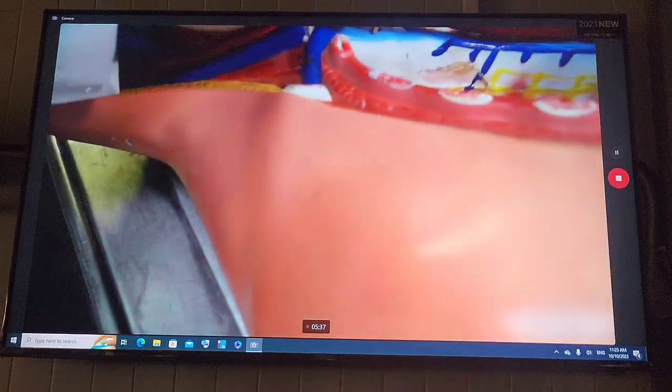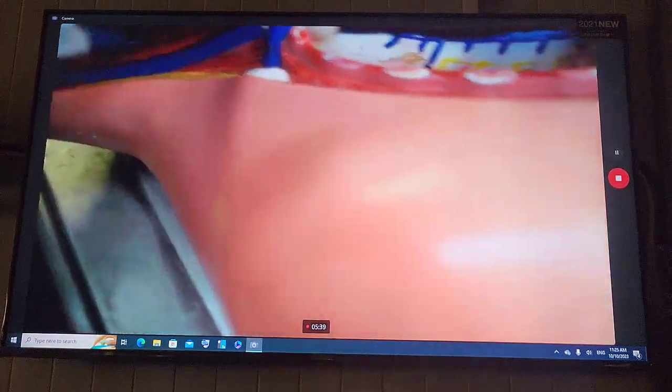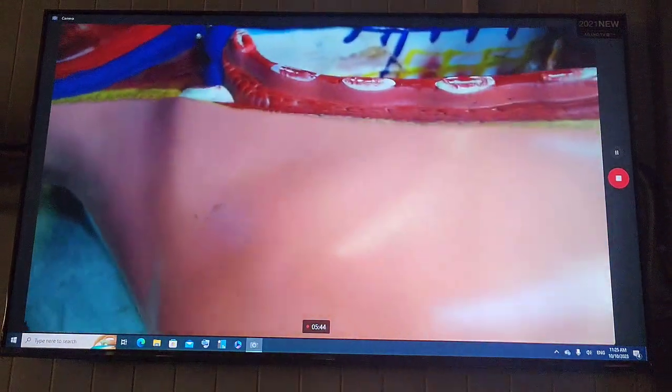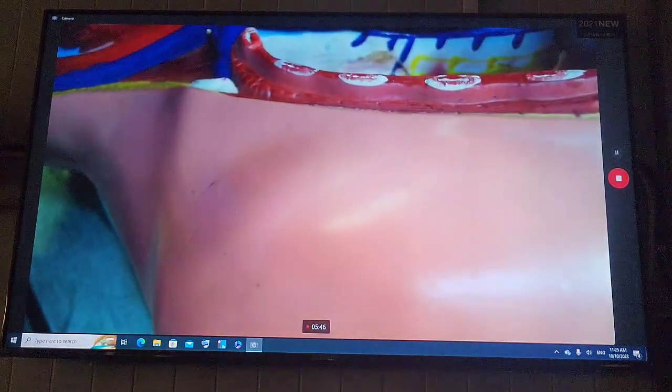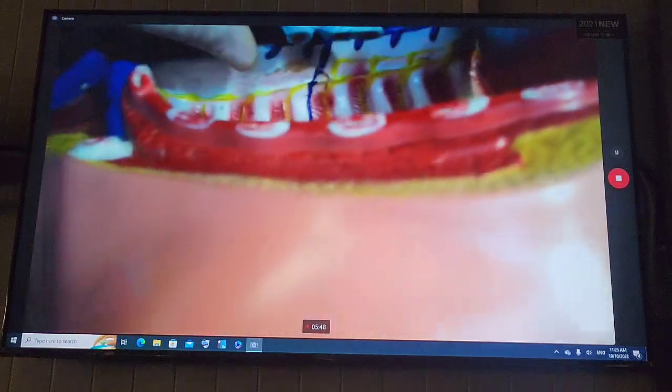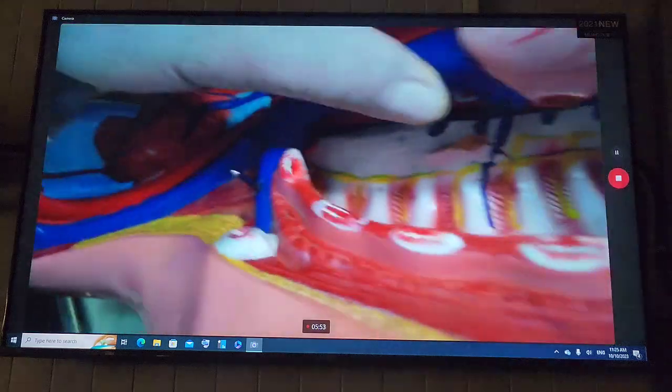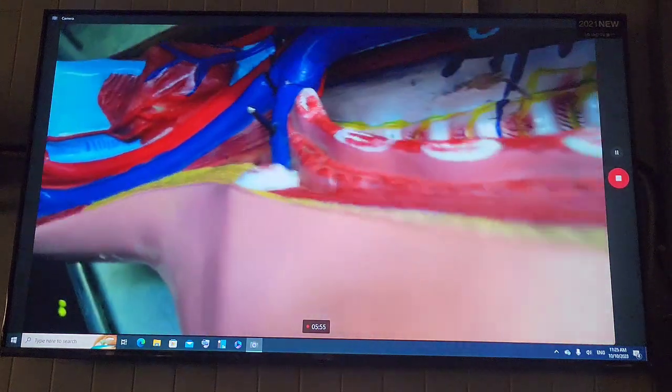And now we will try to see what could be seen on the cadaveric sample. First, let me return things to their position in order that you can examine them. Thank you.